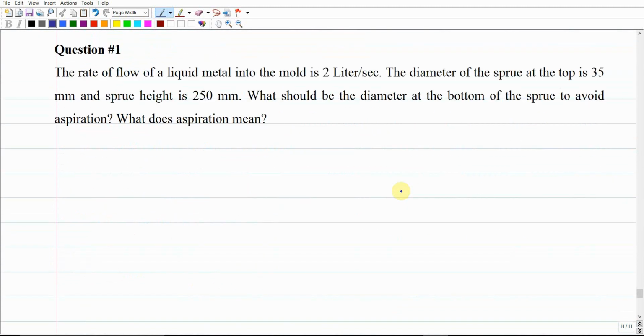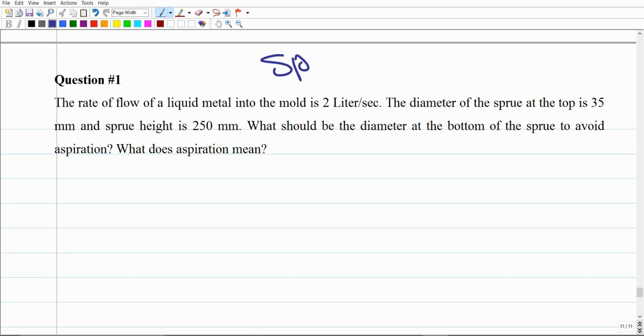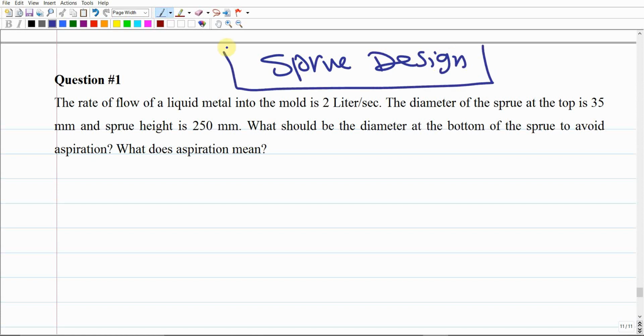Now we're going to move to the last part, which is the sprue design, the down sprue design, and how we can do the calculation for the down sprue according to this example. There are 2 problems in the exercise sheet, and this is one of them. Here he gave us the rate of flow of a liquid metal. This problem is regarding the sprue design, and this is going to be the last example of today's video.